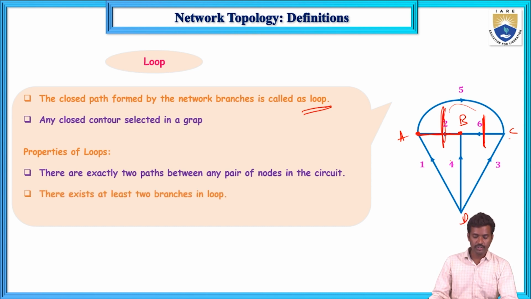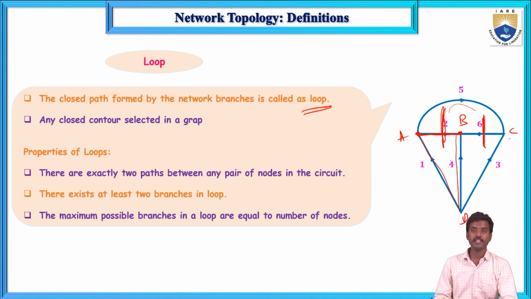There exist at least 2 branches in the loop. So there must be at least 2 branches, 2 or more. One branch should not form a loop, and the maximum possible branches in the loop is equal to the number of nodes. Here 1, 2, 3.